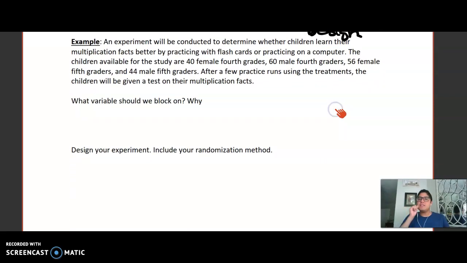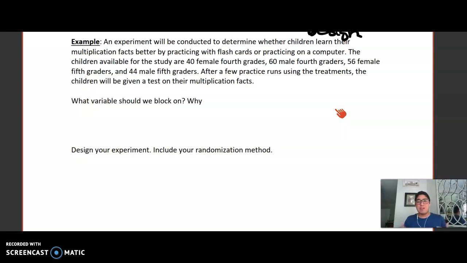An experiment will be conducted to determine whether children learn their multiplication facts better by practicing with flashcards or practicing on a computer. The children available for the study are 40 female 4th graders, 60 male 4th graders, 56 female 5th graders, and 44 male 5th graders. After a few practice runs using the treatments, the children will be given a test on their multiplication facts. What variable should we block on?